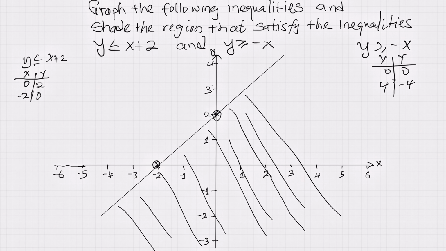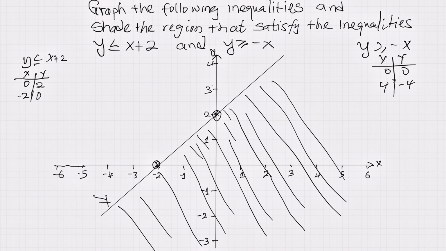These values right down here are less than or equal to x plus 2, right? Because this is a line y equals x plus 2, and this down here is less than that line. All right, let's go ahead and plot the other graph.